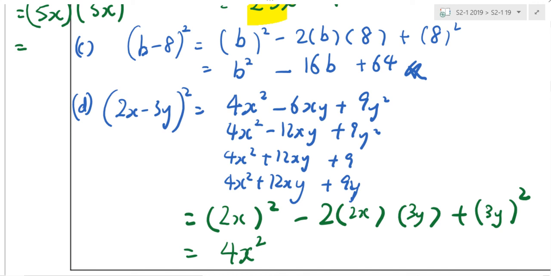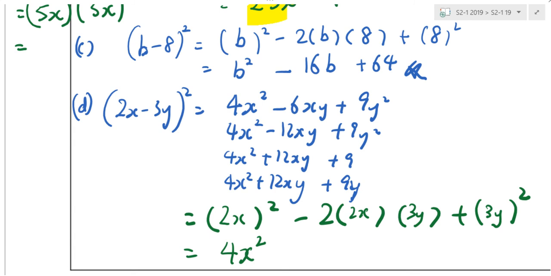Let me explain why no negative. Because here you already put negative. That's why here no need. If I have negative times negative, what will I get? Plus. It will go back to the first one already. So it's wrong.